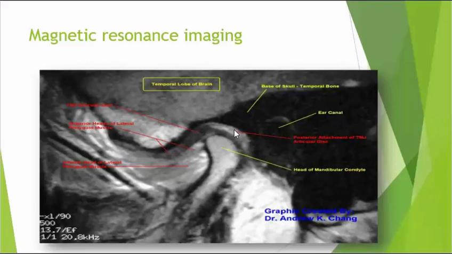This is the posterior attachment of the TMJ articular disc. This is the superior head of the lateral pterygoid muscle. This is the inferior head of the lateral pterygoid muscle. And this is the head of the mandibular condyle.